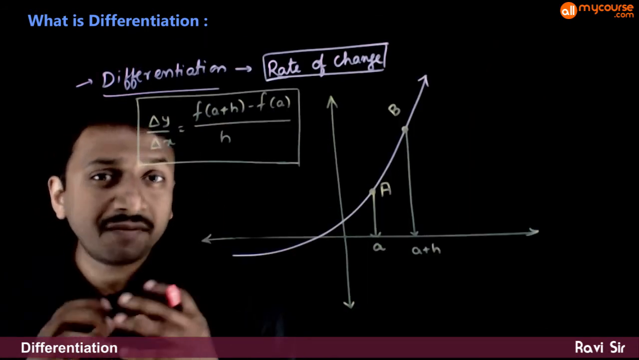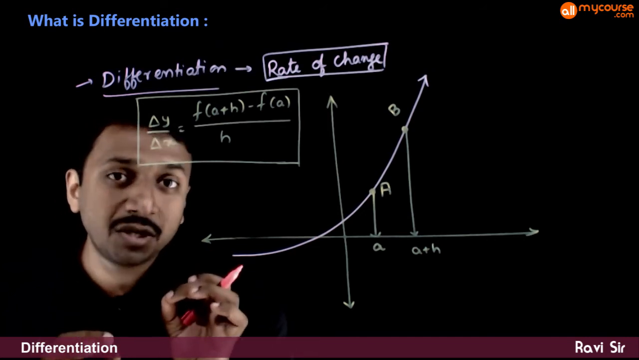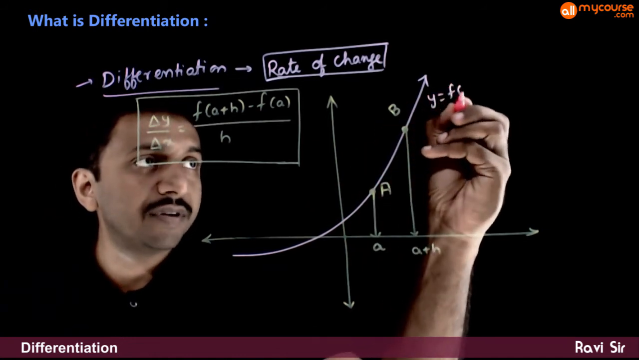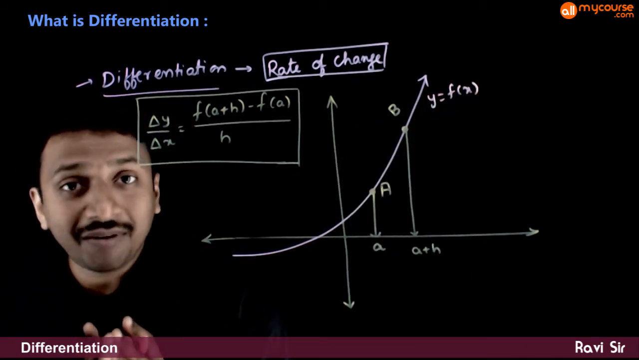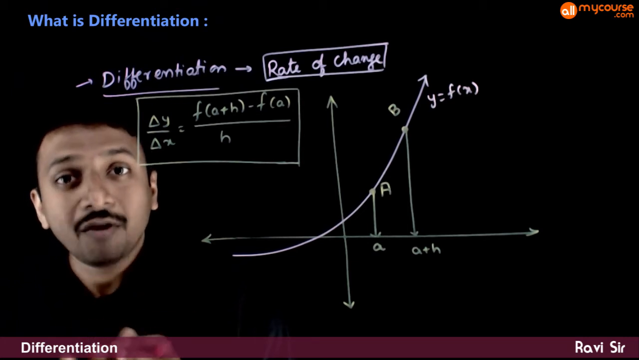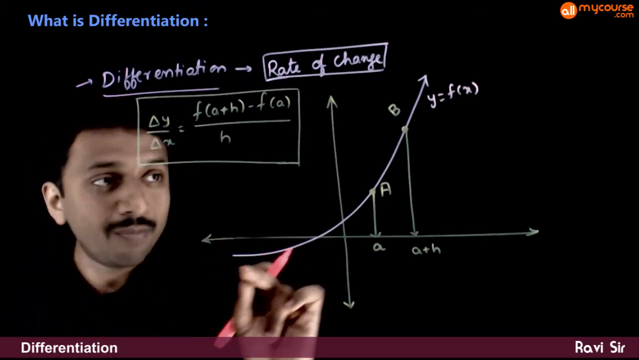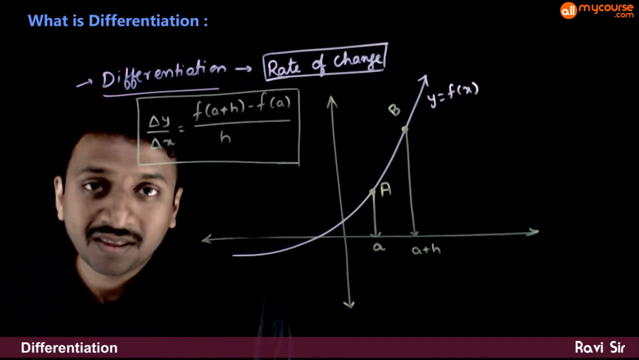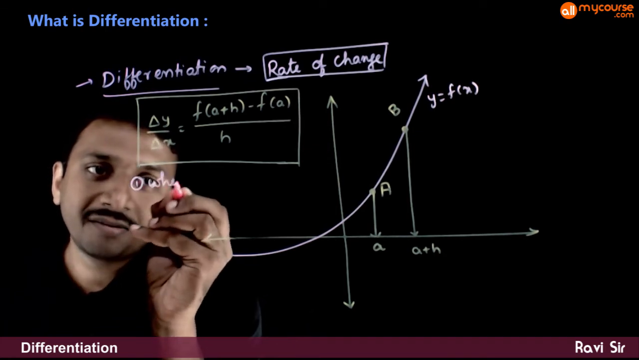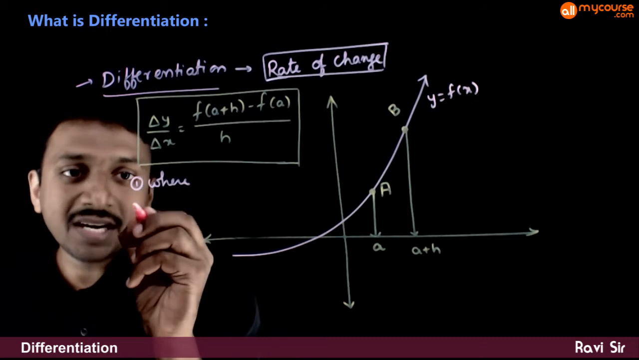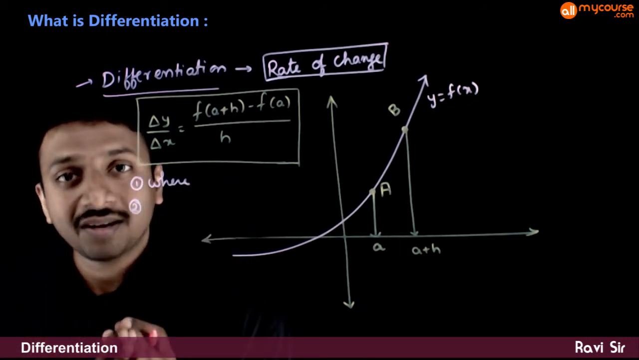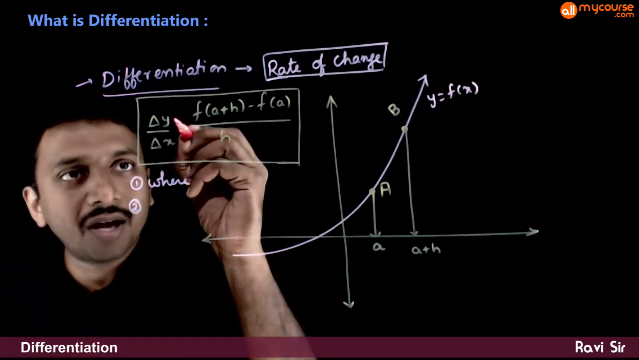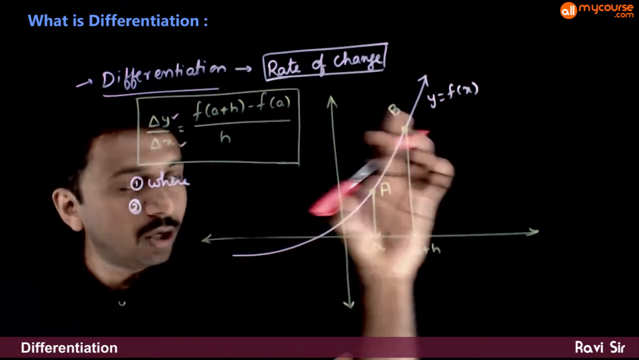So if someone asks you to find the rate of change of y with respect to x for some function y is equal to f(x), you need to ask 2 questions. The first question is, where should I measure? If you measure at different points, the rate of change of y with respect to x will be different. The second question is, between which 2 points should I measure the rate of change of y with respect to x? Because if you want delta y by delta x, we need 2 points.